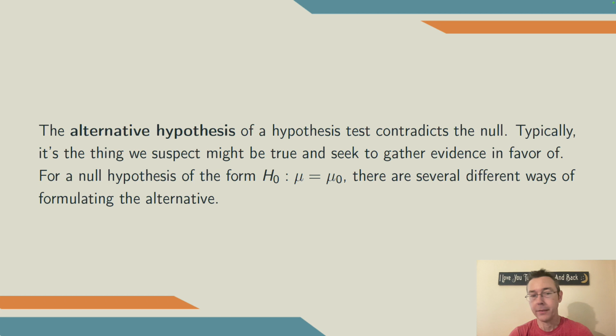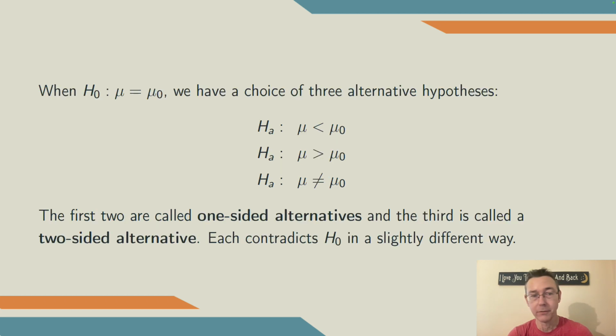The alternative hypothesis of a test contradicts the null hypothesis, and typically it's the thing that we suspect might be true and are kind of gathering evidence in favor of. For a null hypothesis of the form mu equals mu naught, there are several different ways of formulating the alternative. In particular, we can hypothesize that the true population mean is less than the hypothesized null hypothesis value. We can suspect that it's greater, or we can just say that it is not equal. So these are all potential alternative hypotheses.